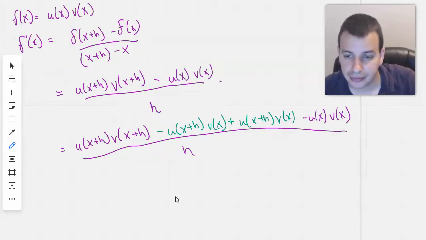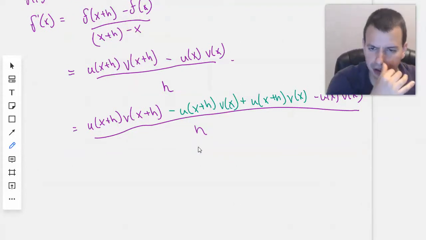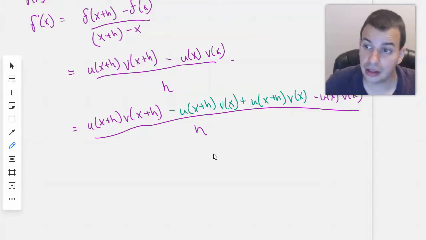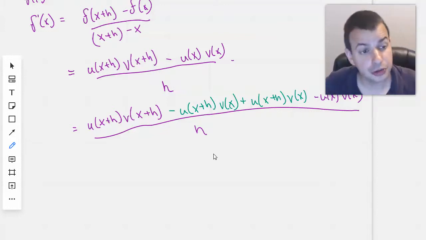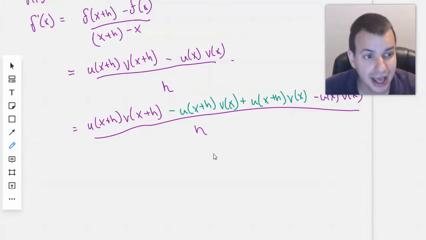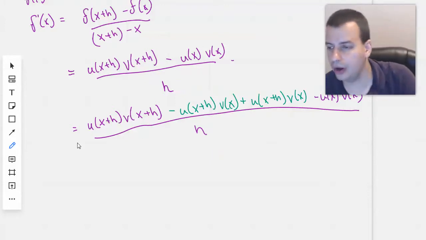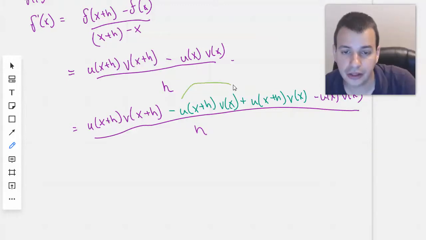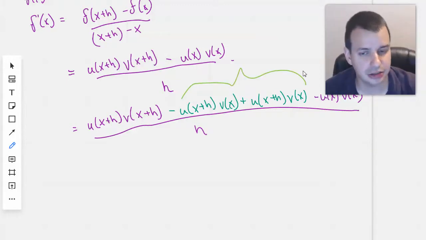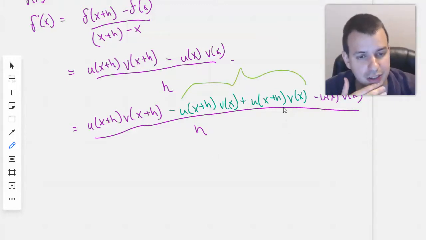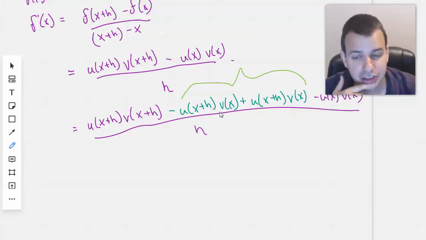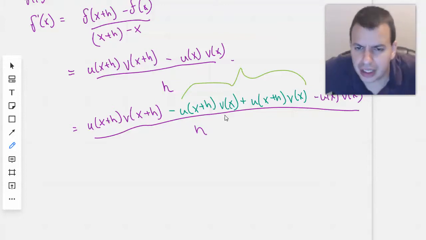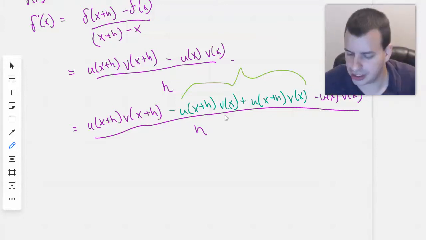Okay? And from here, you're like, well, how did you just throw that in there? There's two things you can always do in math. You can always add 0, and you can always multiply by 1. In this case, what we did here is effectively adding 0, because we added u of x plus h times v of x minus u of x plus h times v of x. And you're like, wow, that was crazy random. Where did you get that?